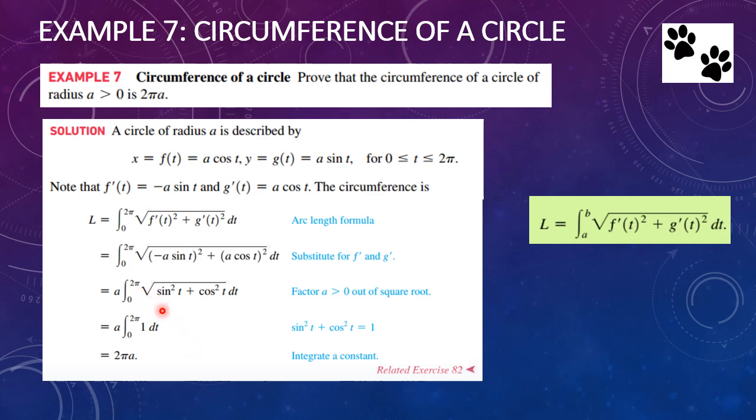And so we just get, and here where we got a squared, we factored that out as an a. The square root of a squared is a, and since it's a constant, you can put it outside of the integral, and therefore we get a times the integral from 0 to 2 pi, which of course is 2 pi minus 0 times a, or 2 pi a.